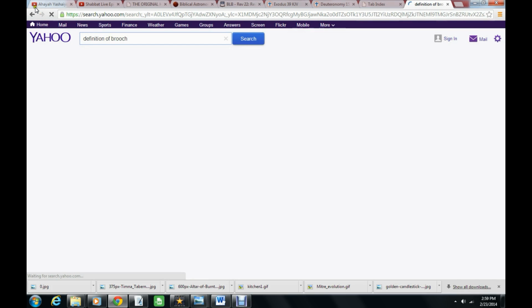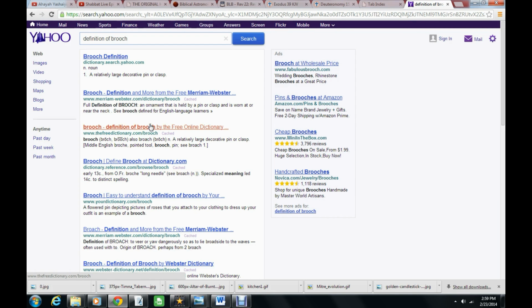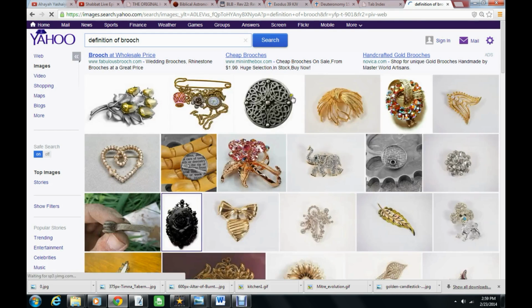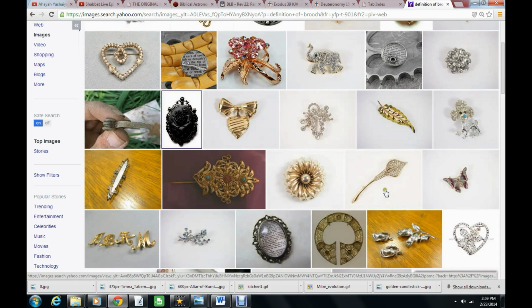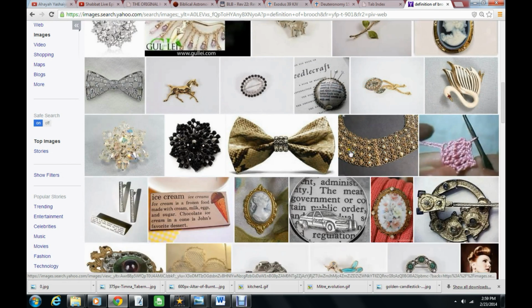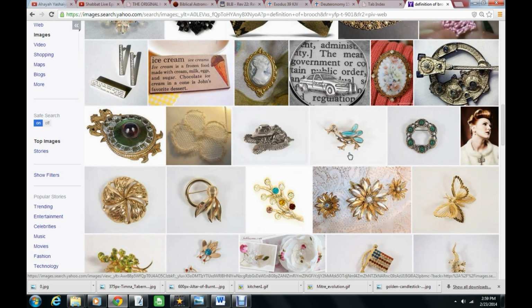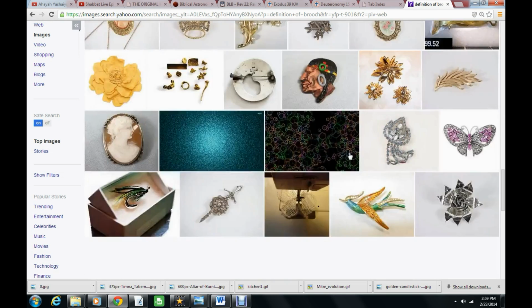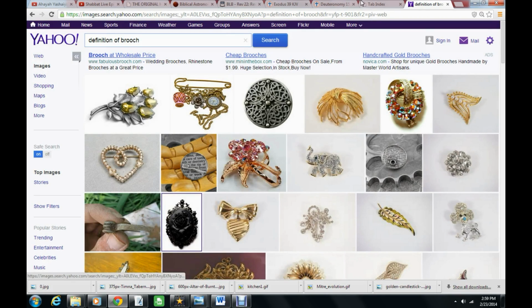Let's see what a brooch is, a definition. So a brooch is an ornament that is held by a pin or clasp and is worn at or near the neck. So it's a decorative pin or clasp. Surprised you don't have a picture of it here. But it's like a clasp. Probably similar to these things right here, because they attach to your shirt with a pin and stuff like that. But I am not sure. I would have to do some more research on that name.